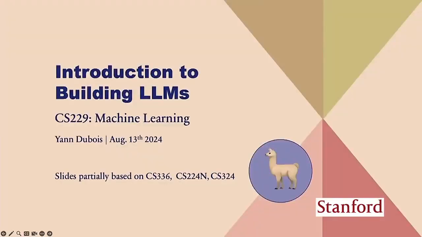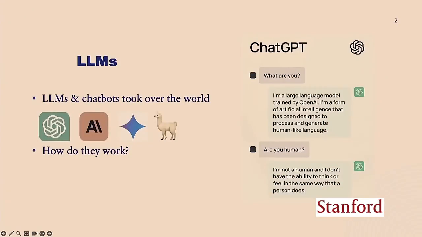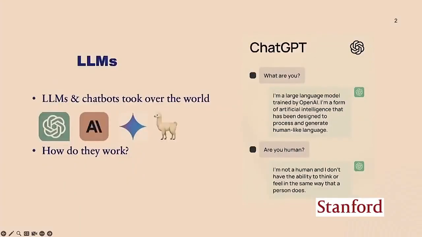So I'll be talking about building LLMs today. I think a lot of you have heard of LLMs before, but just as a quick recap, LLMs, standing for large language models, are basically all the chatbots that you've been hearing about recently. So ChatGPT from OpenAI, Claude from Anthropic, Gemini, and Llama, and other types of models like this. And today we'll be talking about how they actually work.